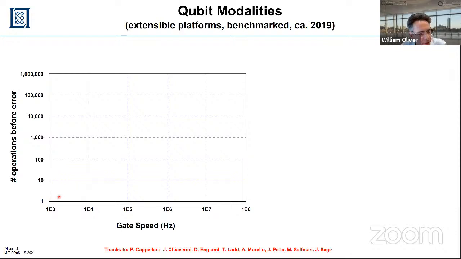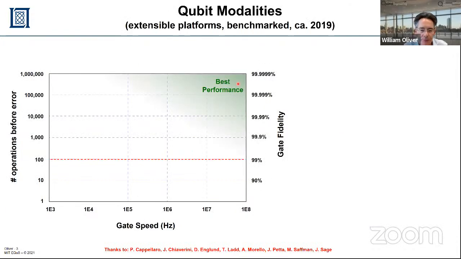What I'm plotting here on the left is the operations before an error occurs. That's how many quantum gates I can apply before an error occurs. And that's basically one-to-one with what we would call the gate fidelity, which is a more formal benchmarking definition. But basically, if you have one error in 100 gates, your fidelity is 99%. And if you have 1 in 1,000, that's 99.9%. That's the idea. And on the horizontal axis is gate speed. And you want to be in the upper right corner for the best performance.